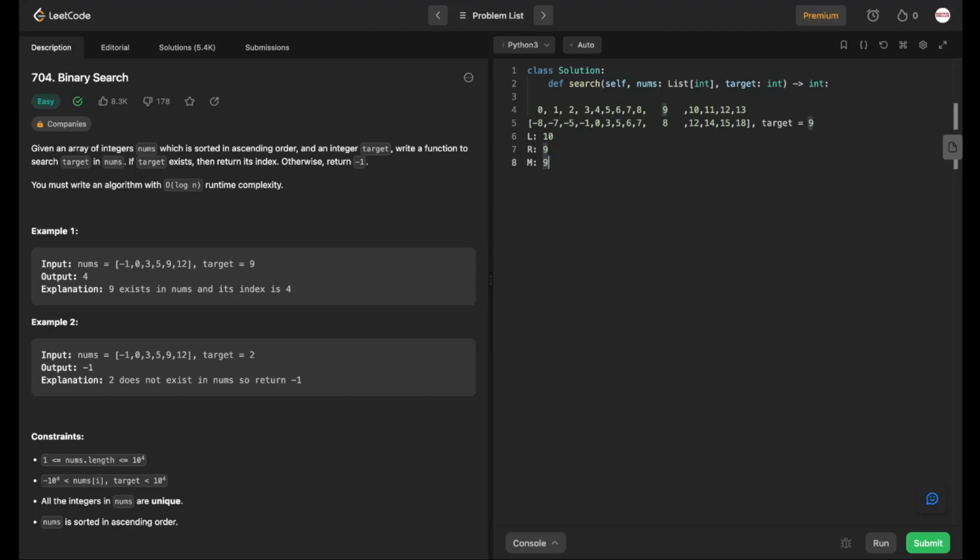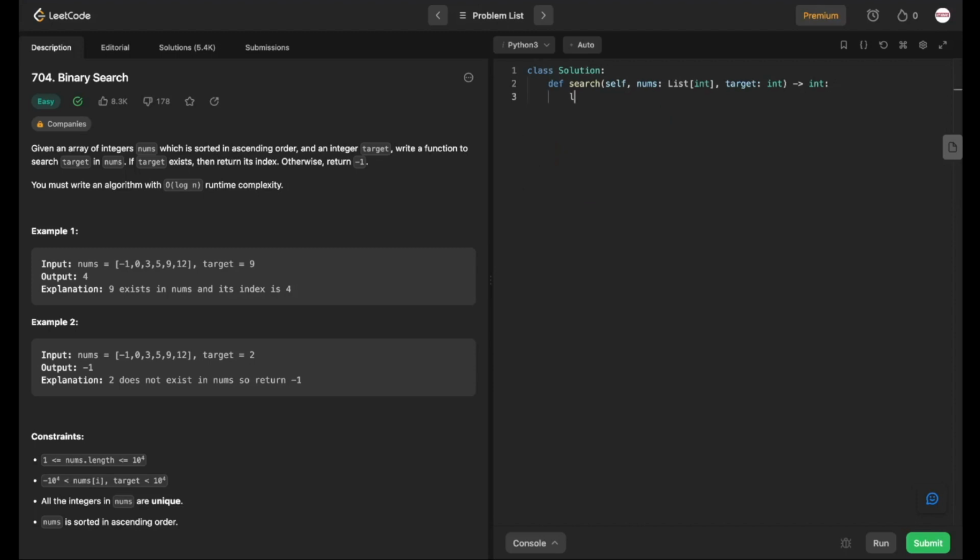Now let's talk about the time and space complexity of this algorithm. As aforementioned, the time complexity is logarithmic in n, and the space complexity is O of 1 since we're only using 3 extra pointers, which is a constant amount. Now let's see how we can code this solution.